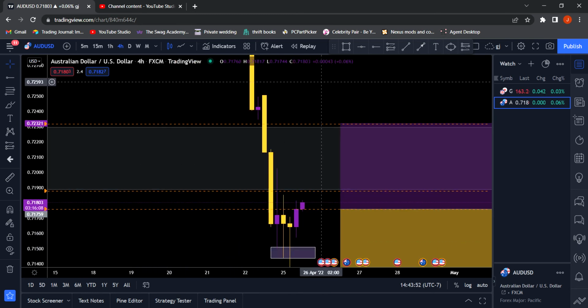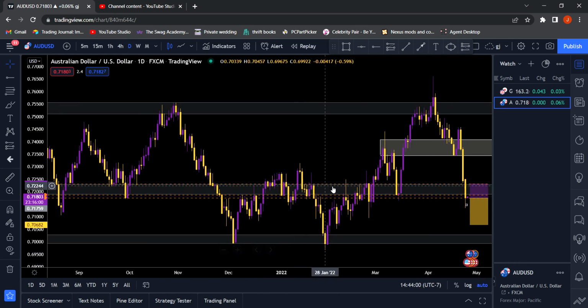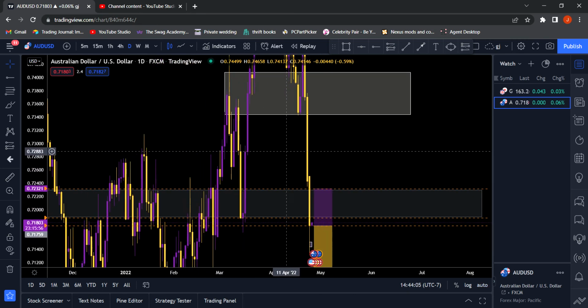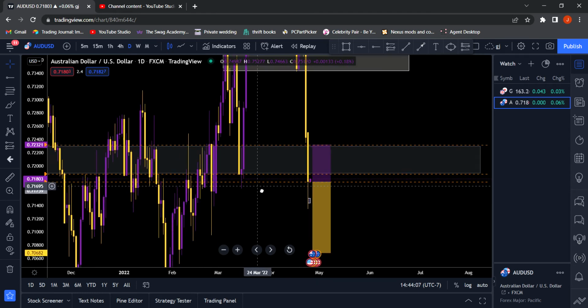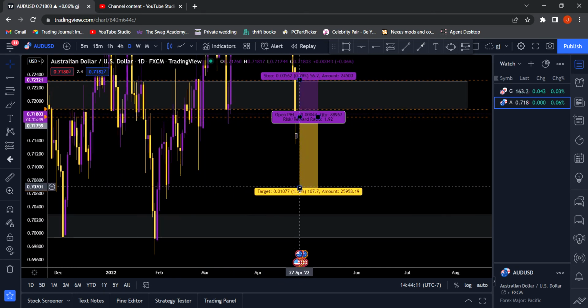Like it has to come back up and break this zone, break this monthly zone. And right now, I don't see that happening, but of course, I got my alert set up just in case. But yeah, so I'm looking for sales right now at the moment.